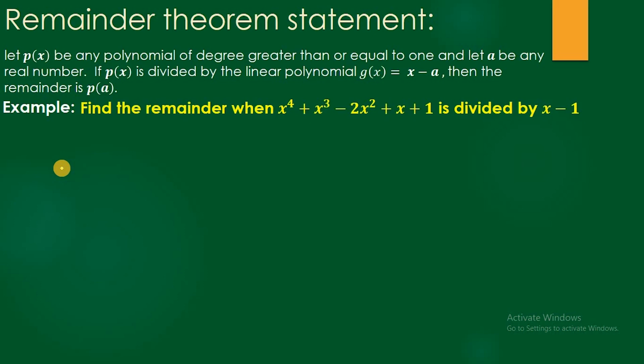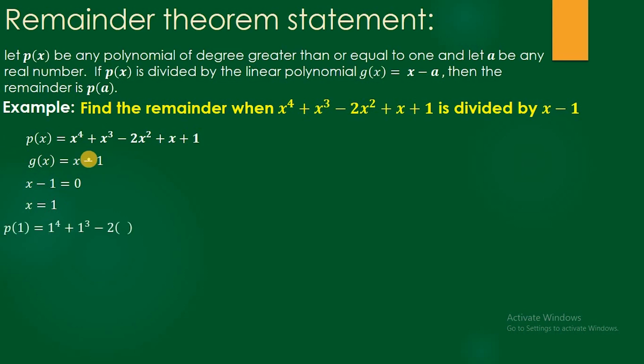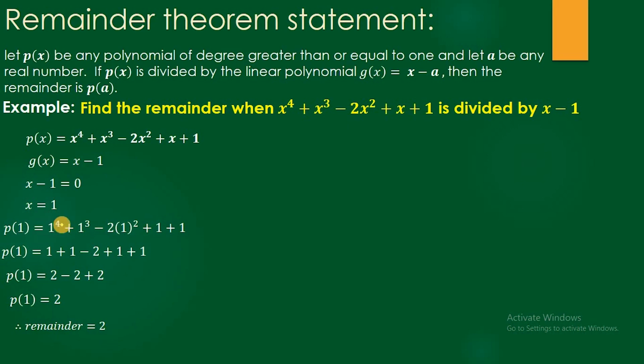Okay, let's take a normal question here. Find the remainder when x power 4 plus x cubed minus 2x square plus x plus 1 is divided by x minus 1. So without actually dividing it, we can find the remainder as follows. We'll write the p of x and we'll take the divisor equals 0, that is x minus 1 equals 0, so we'll get x equal to 1. So we'll find the value of the polynomial p of x at x equal to 1. So we will put x equal to 1 in each case, and when you solve it, you will get 2. Therefore, remainder is 2. Now it's easy, isn't it?